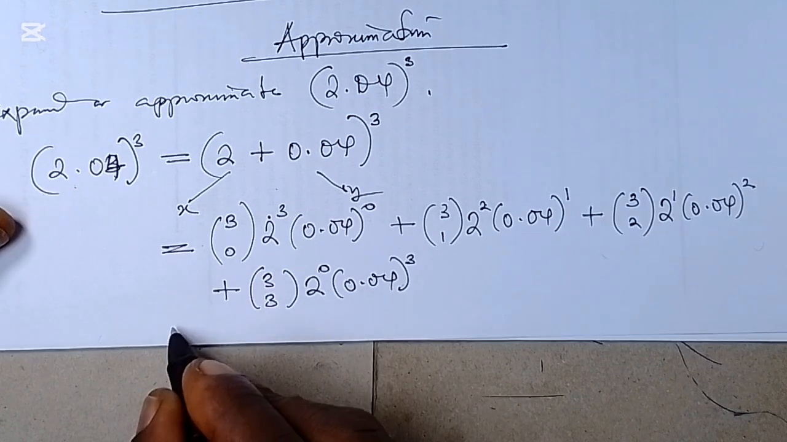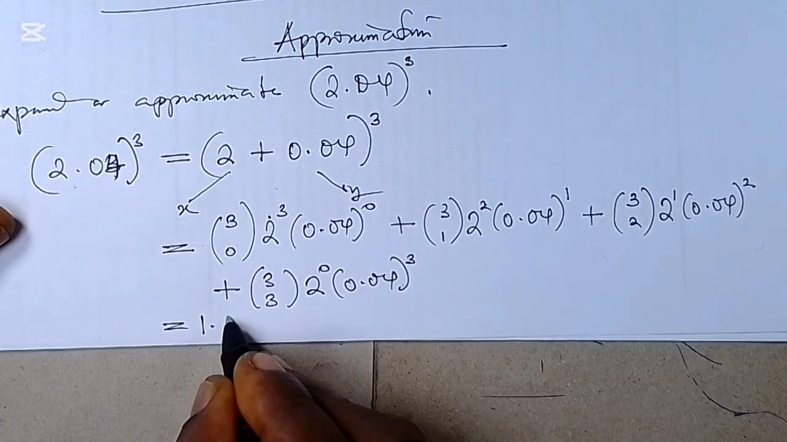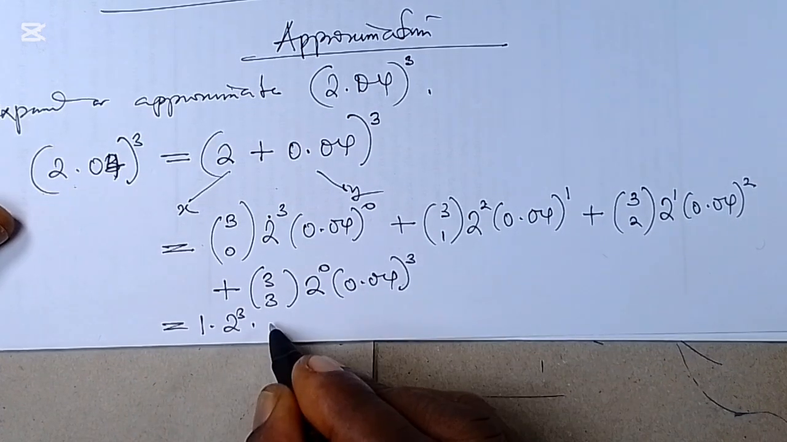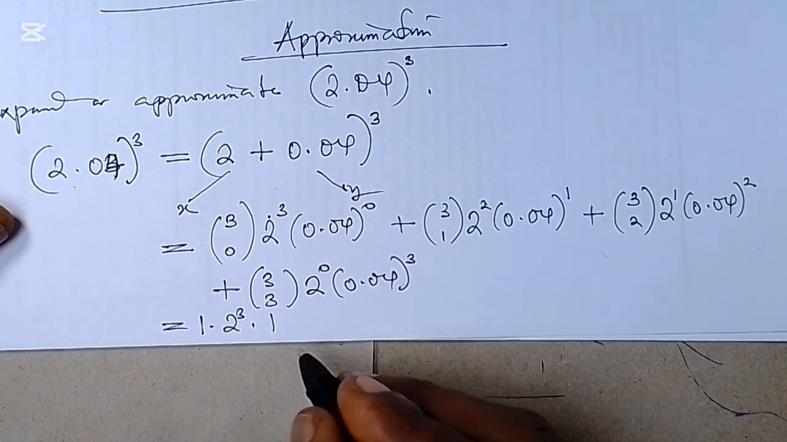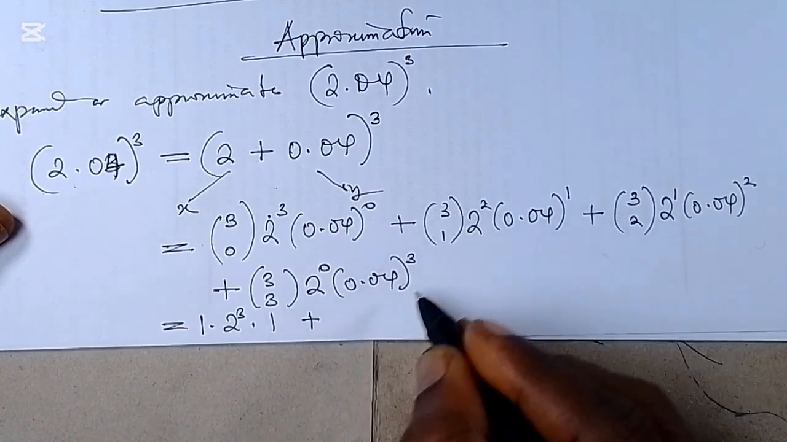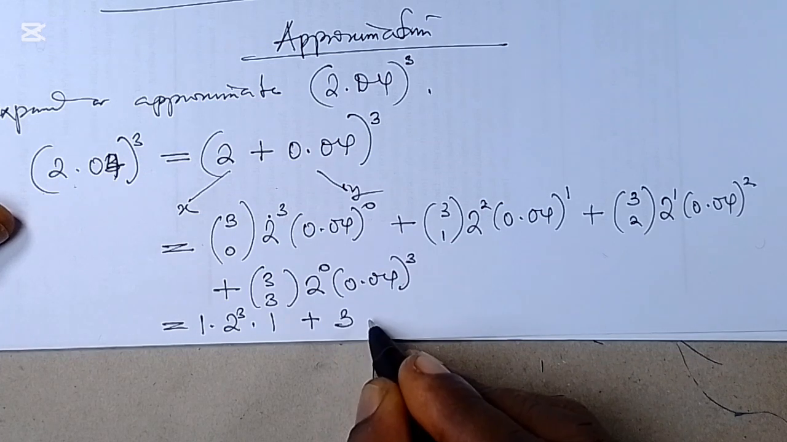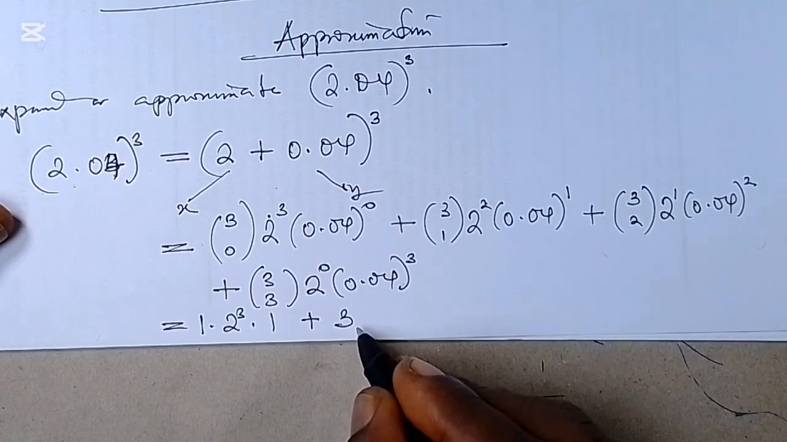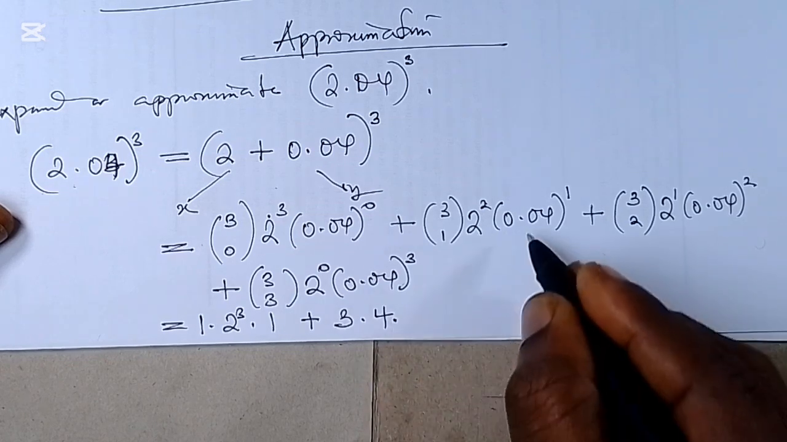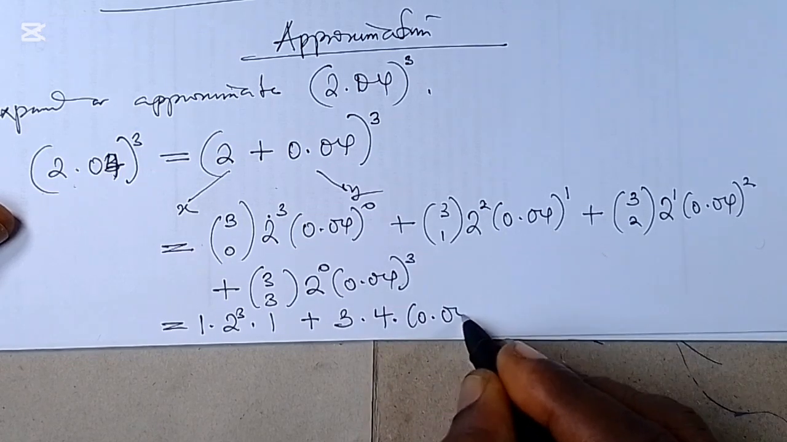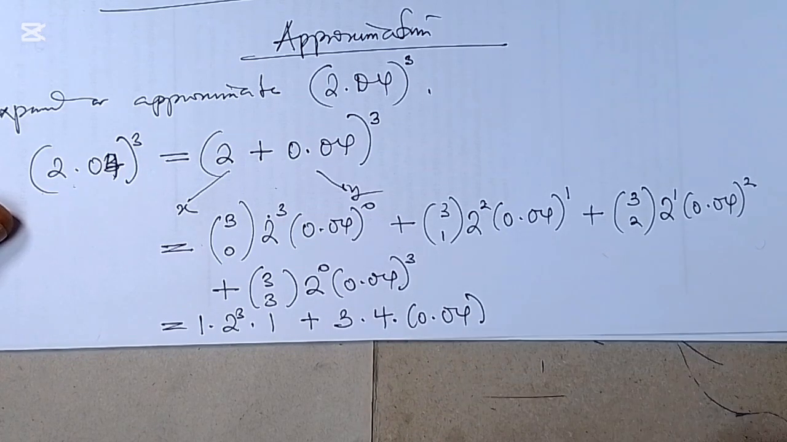So 3 combination 0 will give you 1. So 1 times 2 raised to the power 3 is what you have here. 0.04 raised to the power 0 is 1. Anything raised to the power 0 is 1. So then 3 combination 1 is 3, because anything combination 1 is itself. Times 2 raised to the power 2 is 4. Times 0.04 raised to the power 1, which is 0.04.